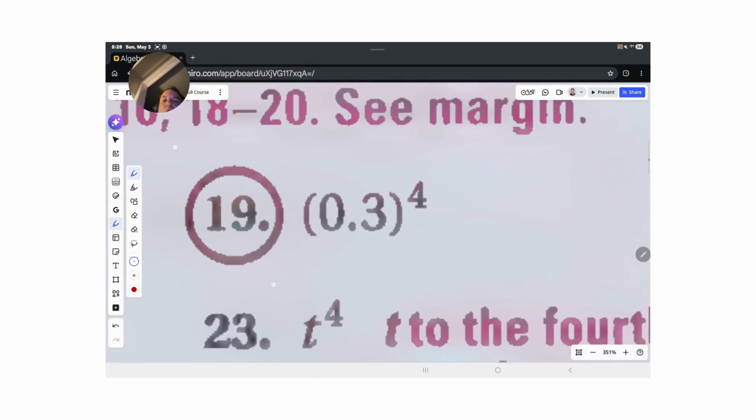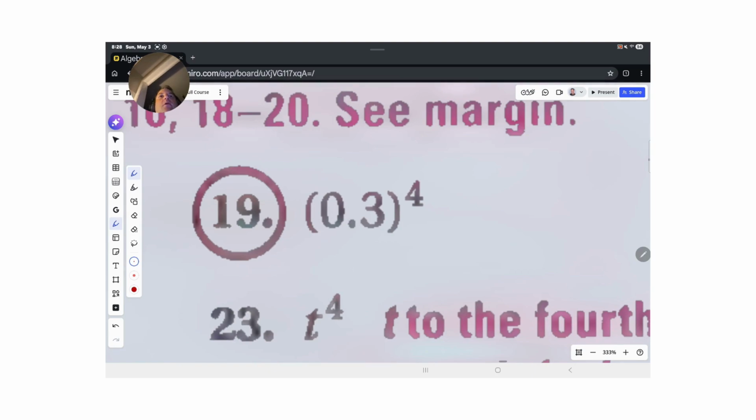19. 0.3 to the 4th power. We need 4 of those 0.3s. 0.3 is our base. That's our decimal in this case as well. So 0.3 to the 4th power, sorry. So we're not going to say squared or cubed, but to the 4th power.